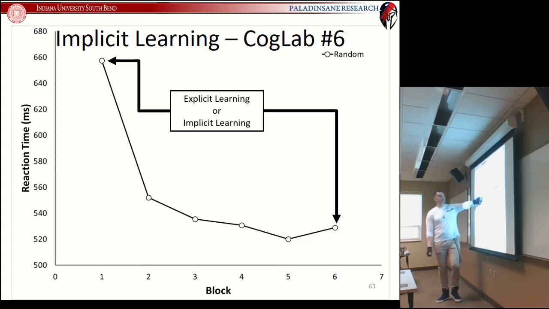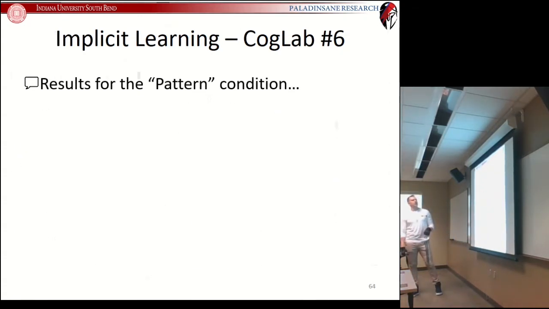This could also be because of things like muscle memory or implicit learning, where you got better the same way you get better at throwing a baseball. You just got better at pressing those buttons. So this one here could be a combination of explicit learning, you learned where the numbers were, and implicit learning. That was a random condition.